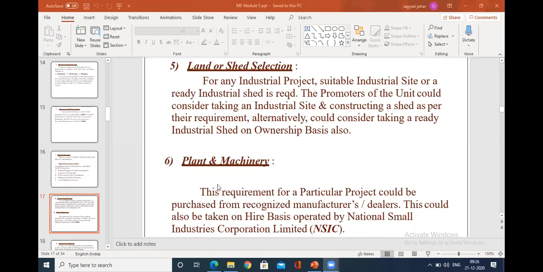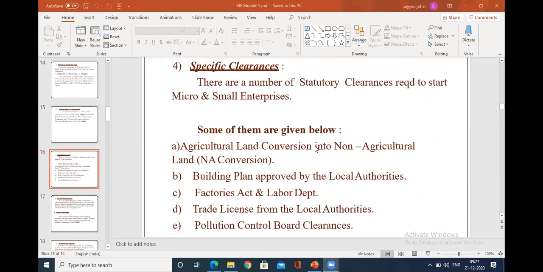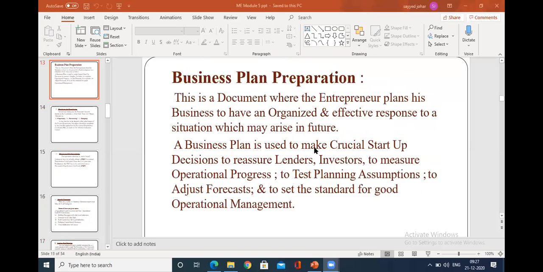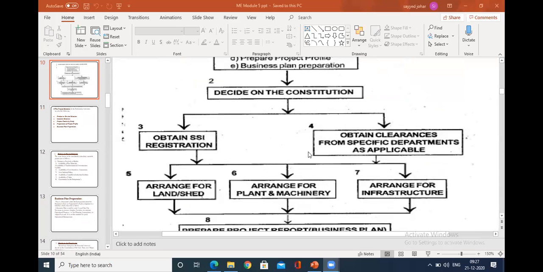Finally, the plant and machinery. In the case of plant and machinery, definitely this is one of the major points. I just want to scroll you through the diagram once again, because this topic is totally related with the last class diagram that I had depicted.